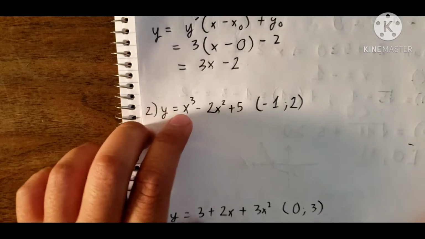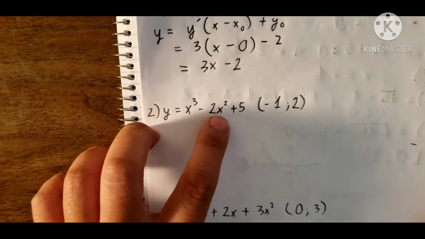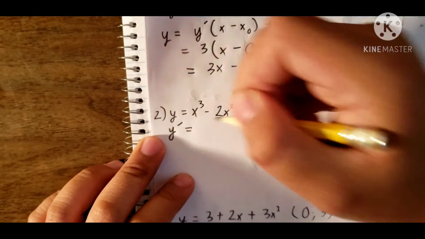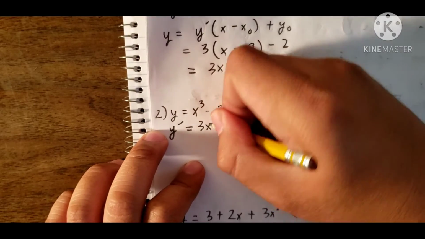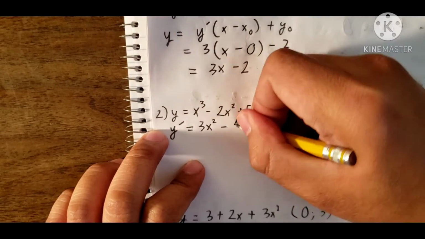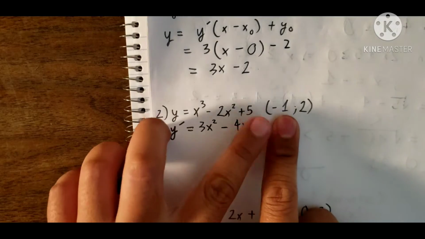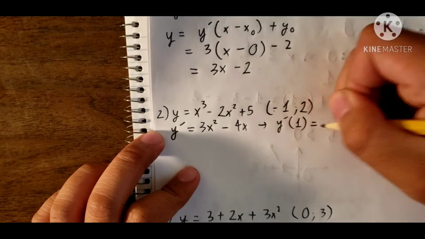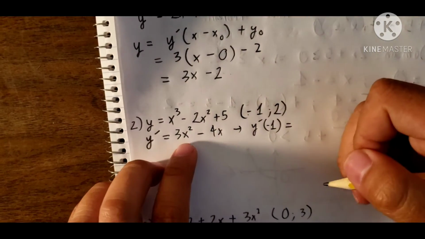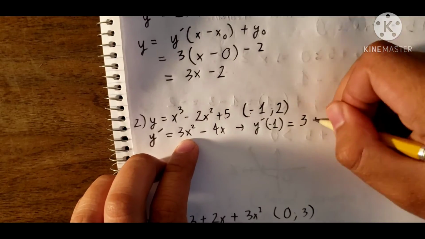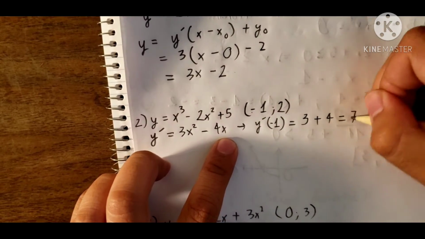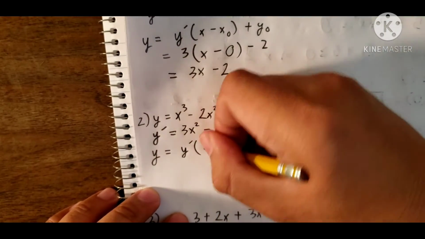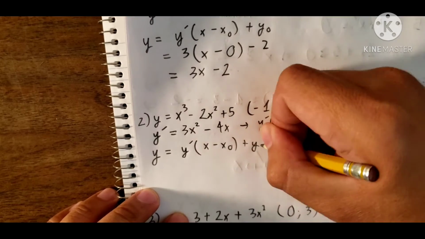Question number 2. We have x power 3 minus 2x power 2 plus 5. So first derivative of this one is 3x power 2 minus 4x. We have the minus 1, we put in this equation, and you got 3 plus 4. So that's 7. So we have the formula of the tangent line is first derivative times (x minus x0) plus y0.